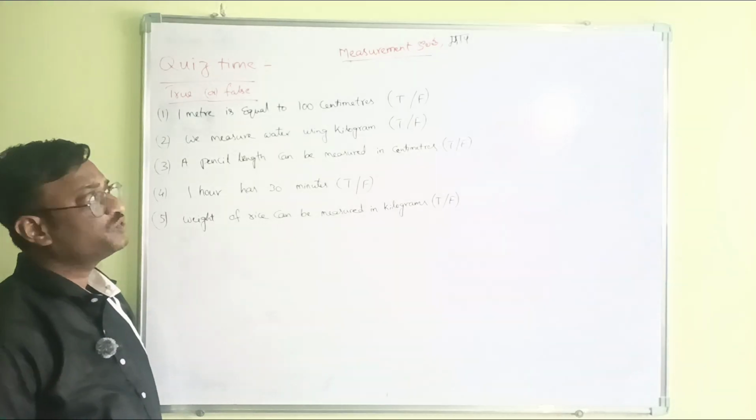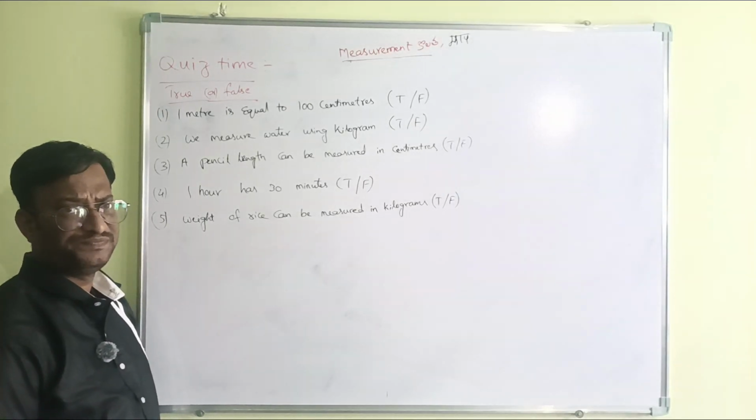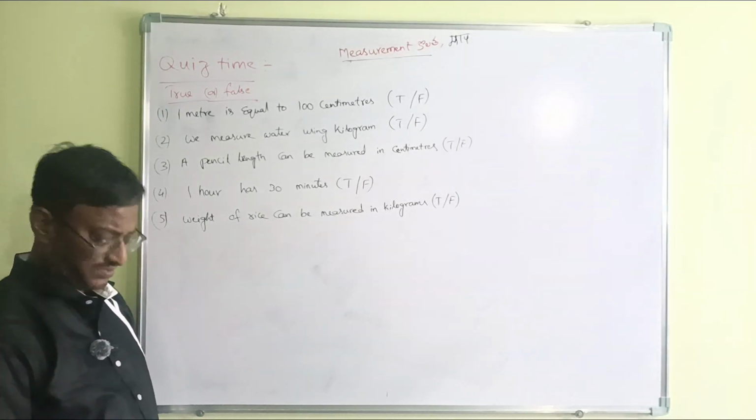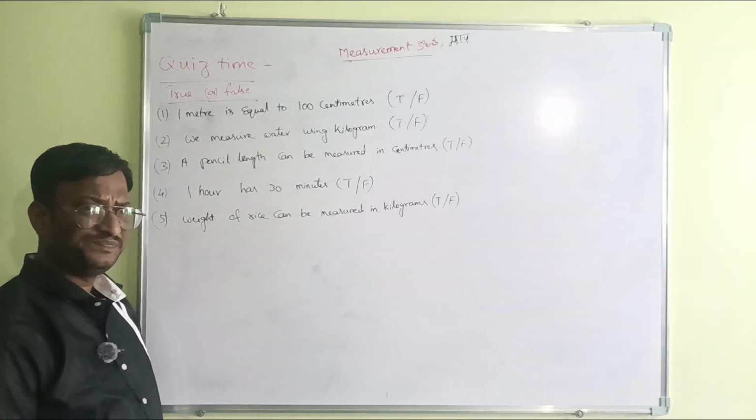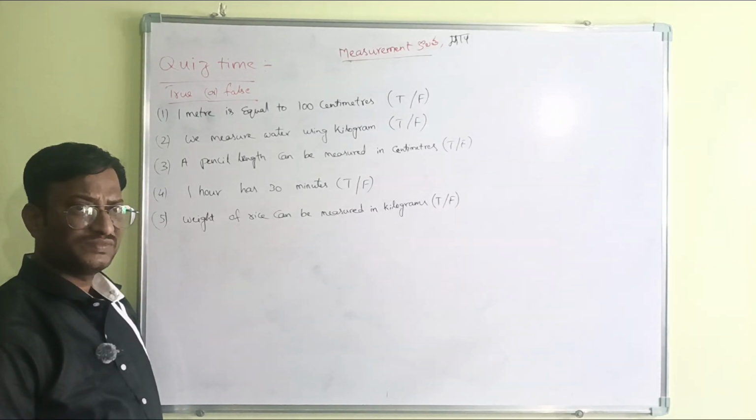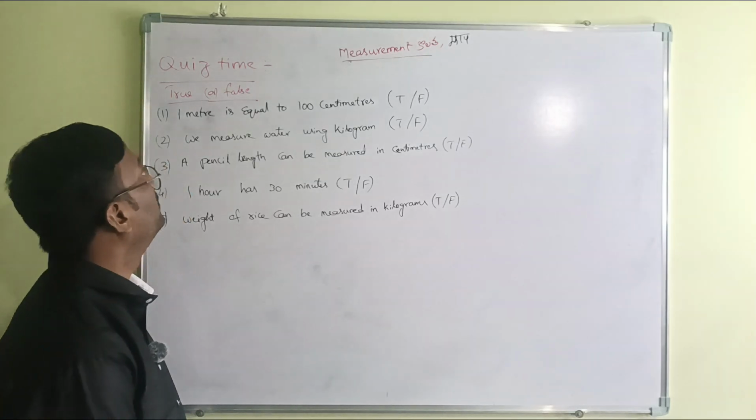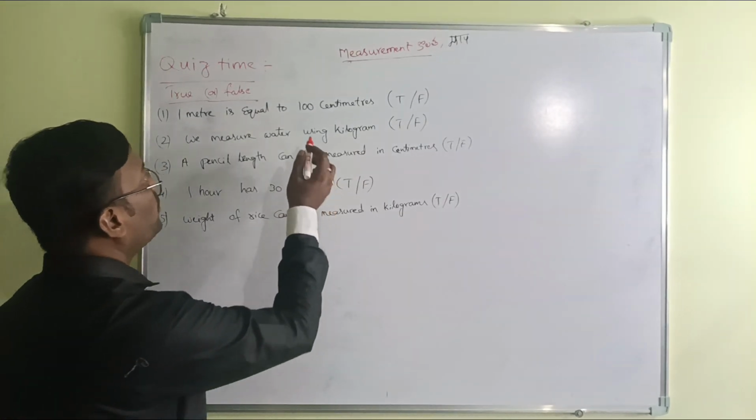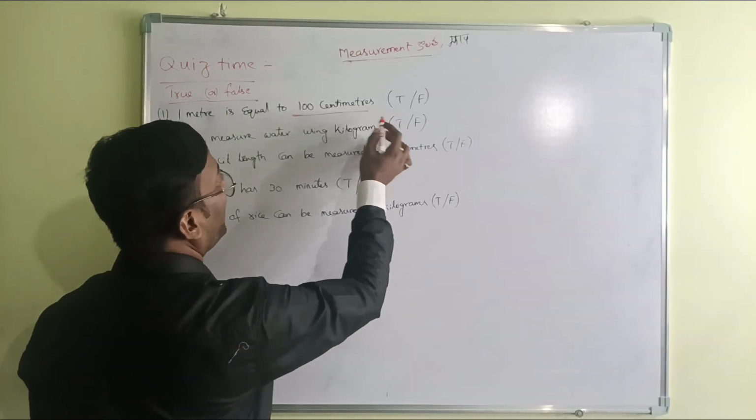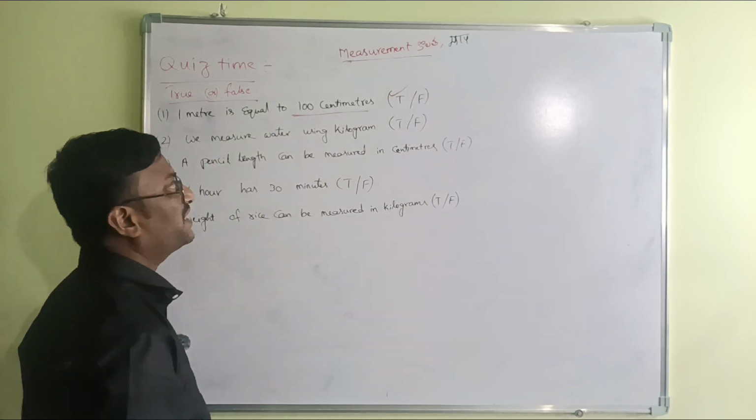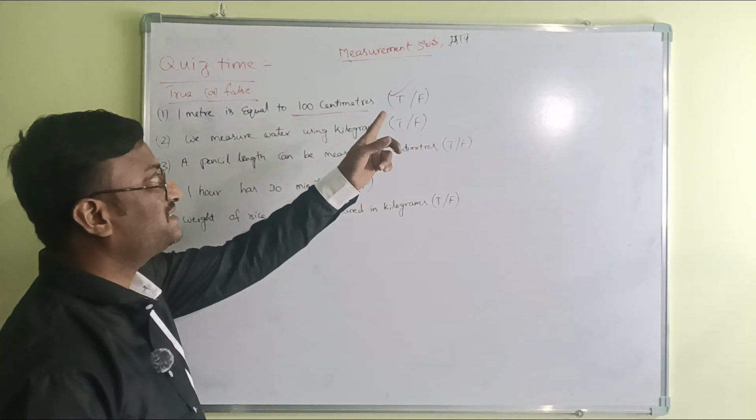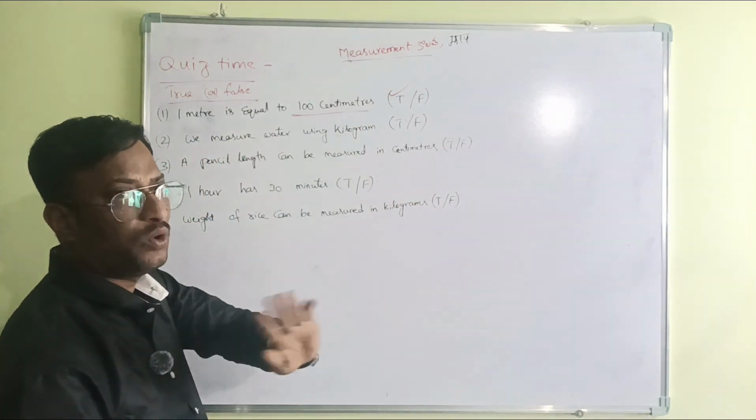Take a few seconds, try this one yourself. You have already learned this concept. Try yourself. 1, 2, 3, 4, 5. Okay, done. See now, 1 meter is equal to 100 centimeters. Is it right? Yes. If it is right, it is called true. False means no, wrong.